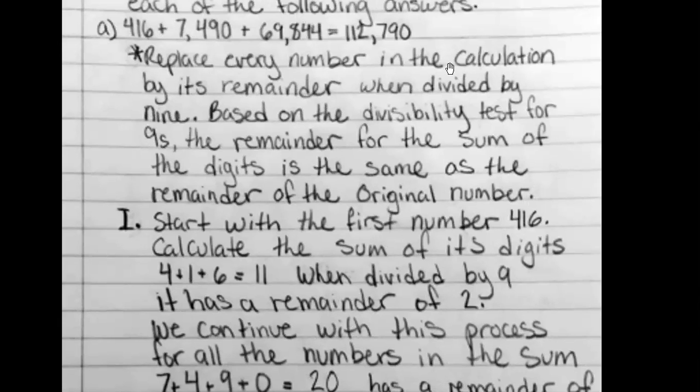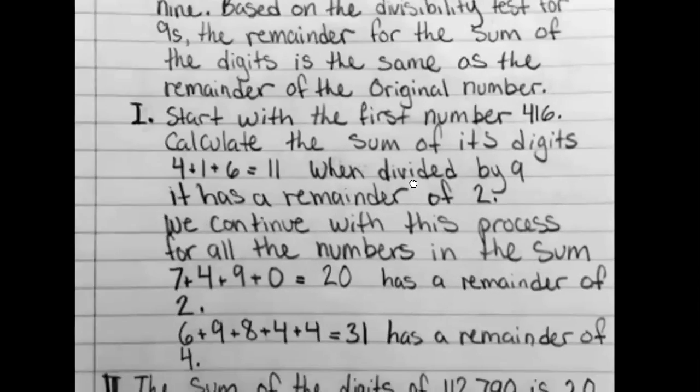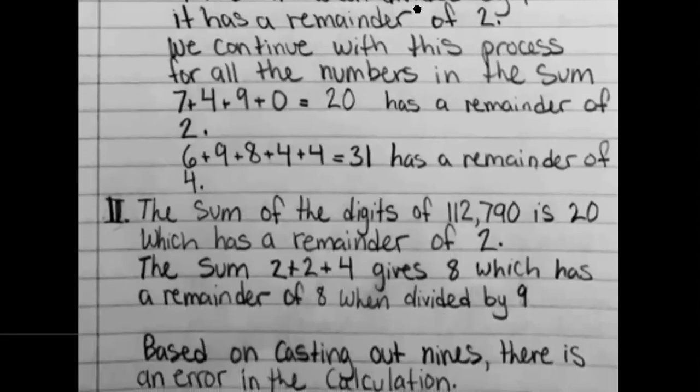So for this number right here, we do the same thing. We add them all together. The digits of 112,790 sum to 20, which has a remainder of 2 when divided by 9. And then, as you can see, we put all the remainders together for the 3 numbers that we got, and we add them together, and it gives us 8, which has a remainder of 8 when divided by 9.